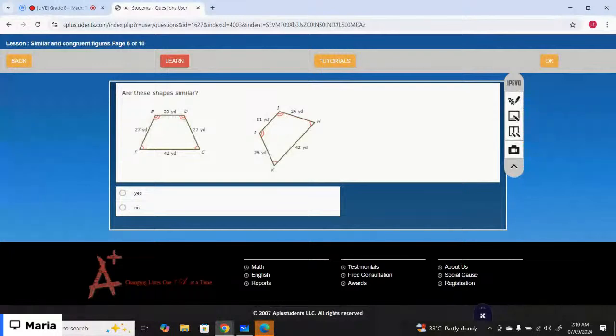Are these shapes similar? So which is the correct option? No, they are not similar. The correct option is no.